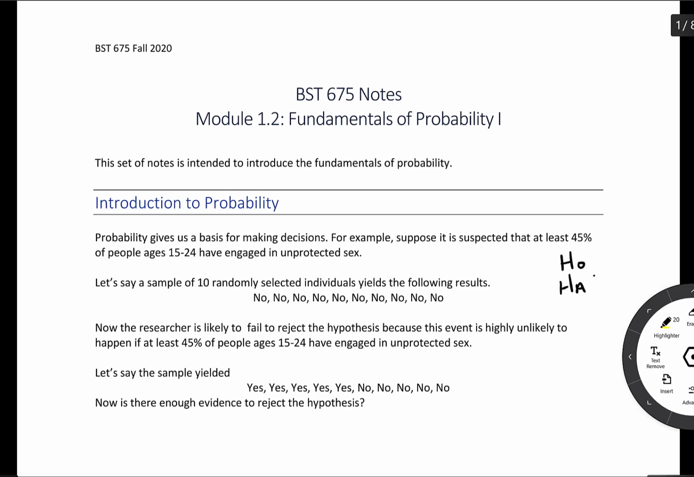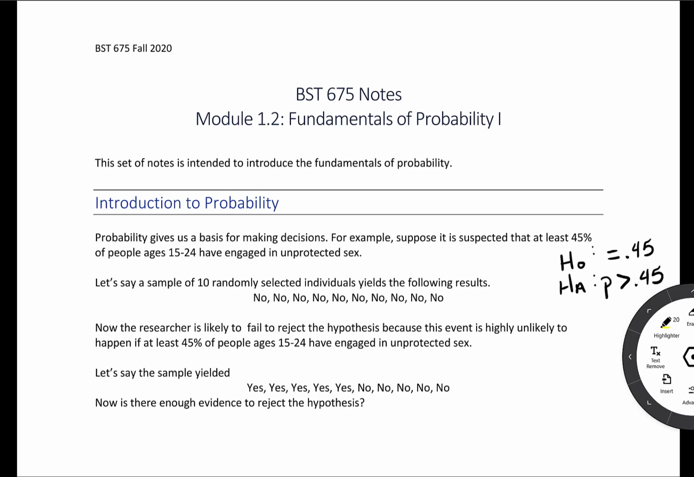Since we're trying to prove that at least 45% of people ages 15 to 24 have engaged in unprotected sex, let's let P denote that proportion, and here we would be trying to prove that P is greater than 0.45, and under the null we would set it equal to 0.45.